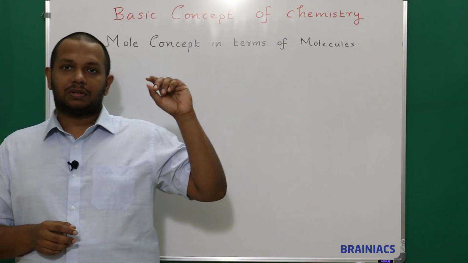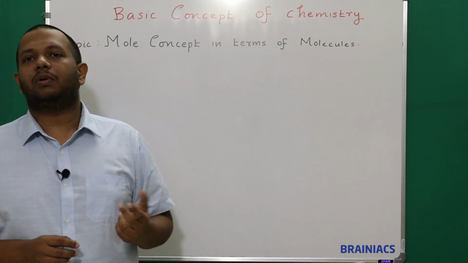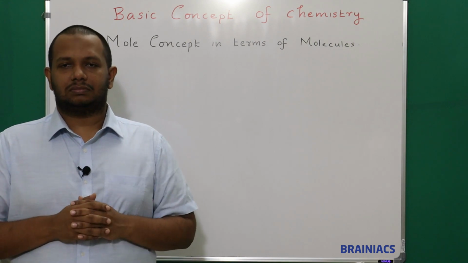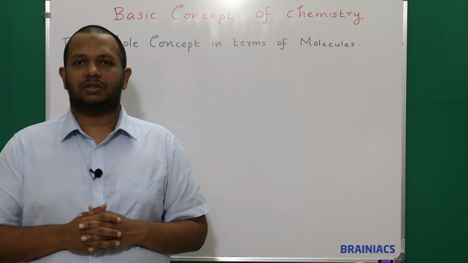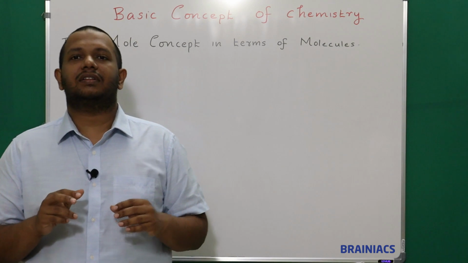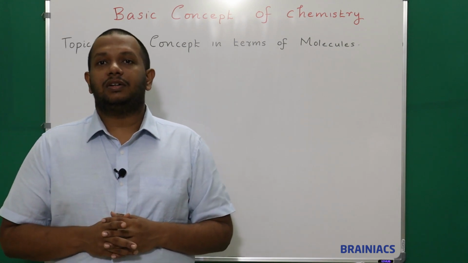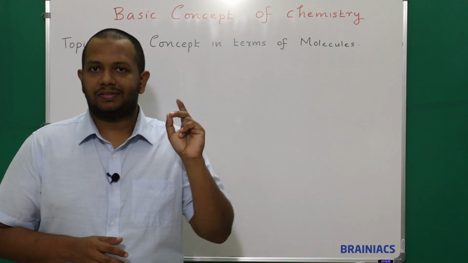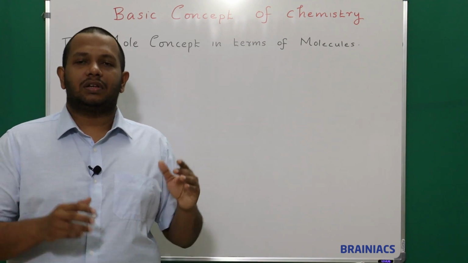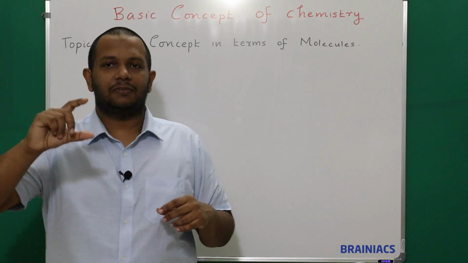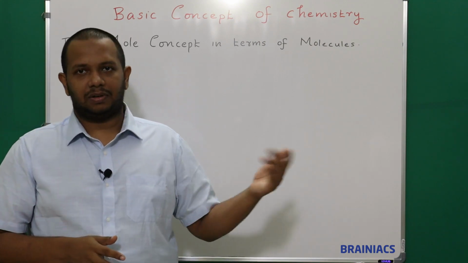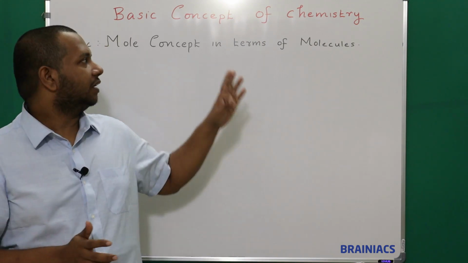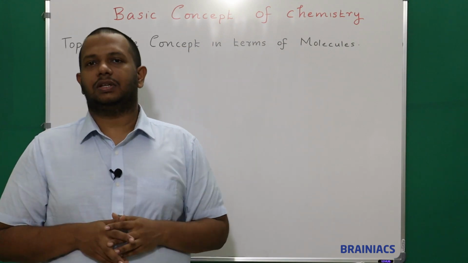So I hope you remember my initial lecture where I told you that mole is a term that can be used with anything. You can consider this similar to our dozen. I told you, if I say 1 dozen pens means 12 pens, 1 dozen eggs means 12 eggs. So every time this dozen is used with different terms. One time it is egg, one time it is pen. Similar to that, mole can be used with anything.